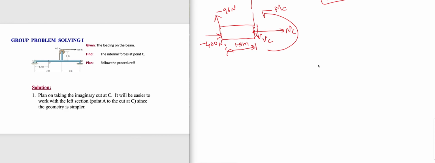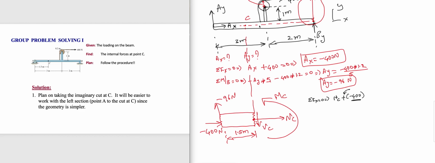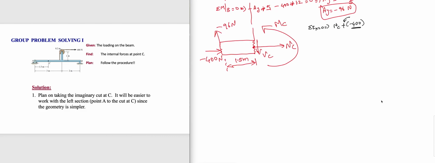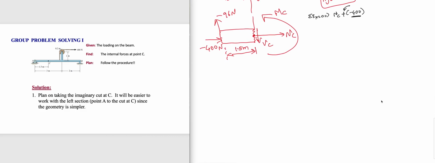Sigma Fx equal to 0 implies NC plus negative 400, because negative 400 newtons is going to the right. So I wrote this positive because it's going to the right, and negative 400 because of its value. We found out AX because we assumed AX was going to the right, and I got negative 400 newtons. So I still wrote AX going to the right is negative 400 newtons. So from this, negative 400 equal to 0 implies NC is 400 newtons.